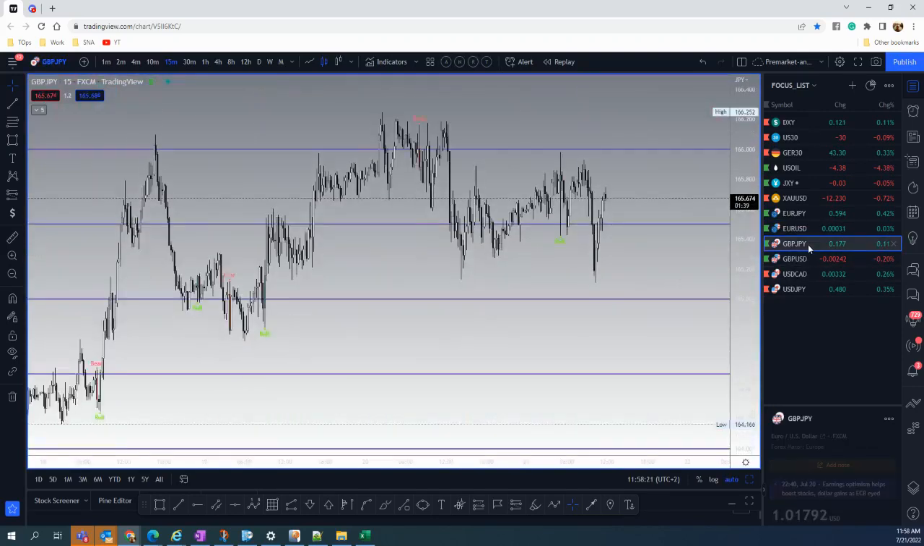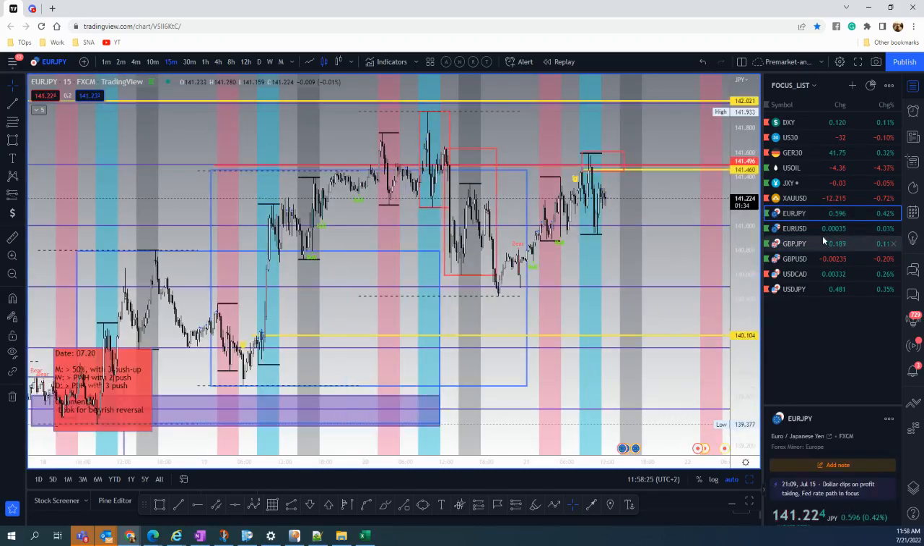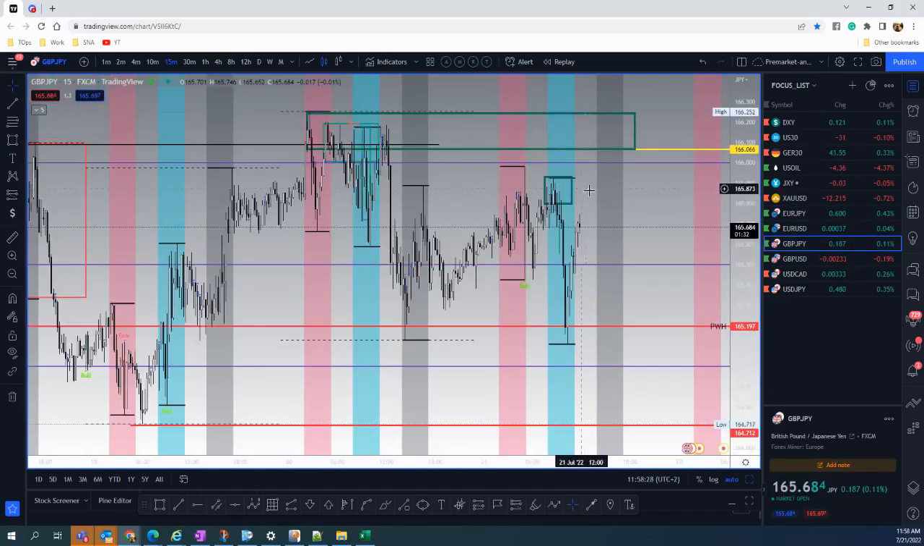Okay, let's look at Pound Yen. Pound Yen is just the same movement as Euro Yen. So it's the same, still short.